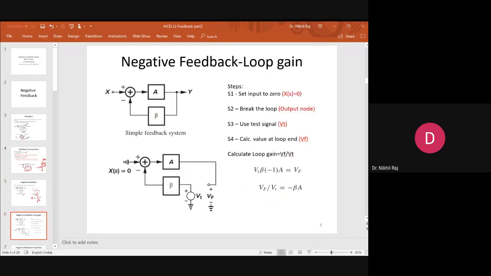Then the question comes, if loop gain is such an important thing, then how do we analyze the loop gain of any complex amplifier?